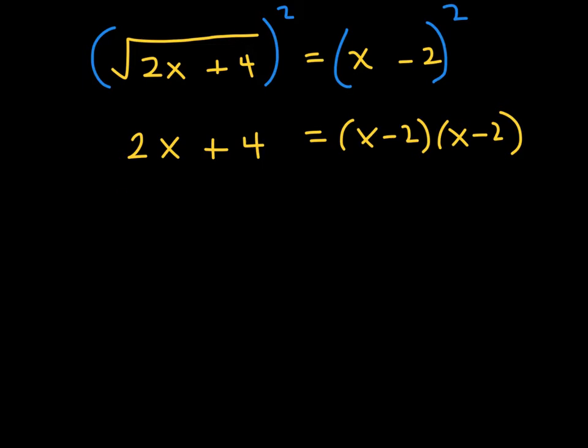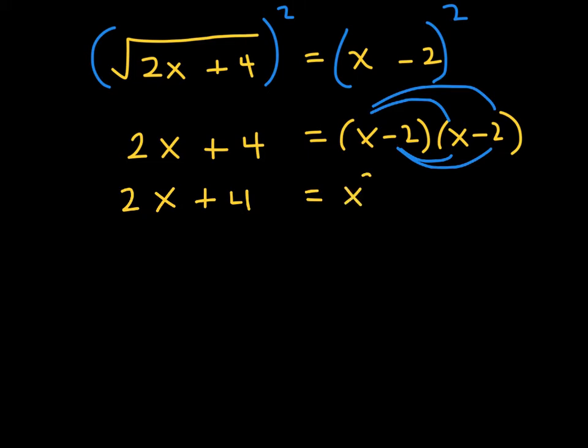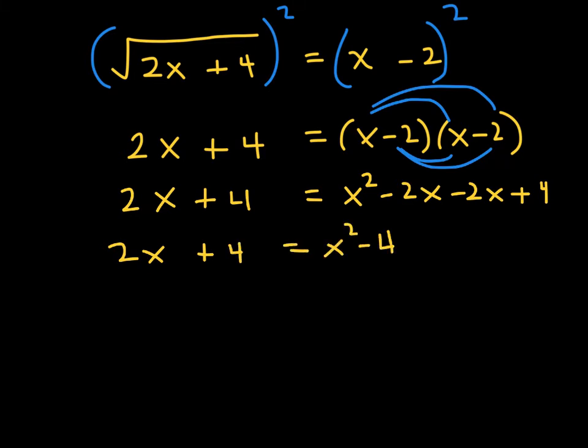And so I'm copying down the left-hand side. Nothing changes there. But on the right, some of you know this as FOIL. So it's distribution, okay, like that. And so you and I get x squared minus 2x minus 2x plus 4. In other words, we get x squared minus 4x plus 4. That was combining these two like terms.